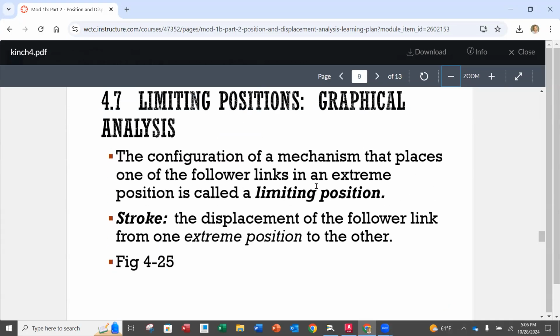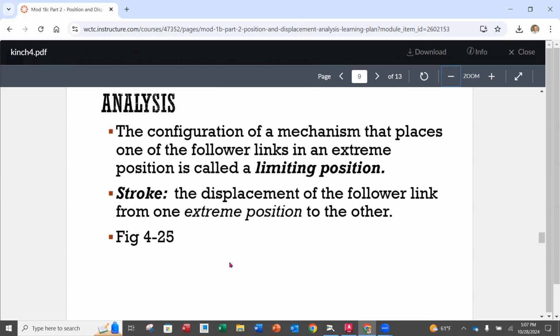So when we talk about limiting positions, limiting positions is going to be when we place the mechanism output so that the follower links are in what we call their extreme position. So an extreme position is like the furthest out and the closest in. So when we go around with our crank a full revolution, the rest of our mechanism is going to move around. So what is the extent of its movement? We want to know what is the stroke if we're dealing with things that are linear, or what is the throw if we're looking at things that have angular displacement, okay?